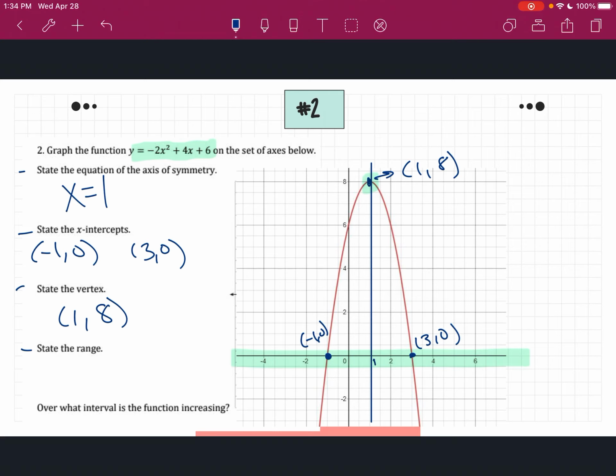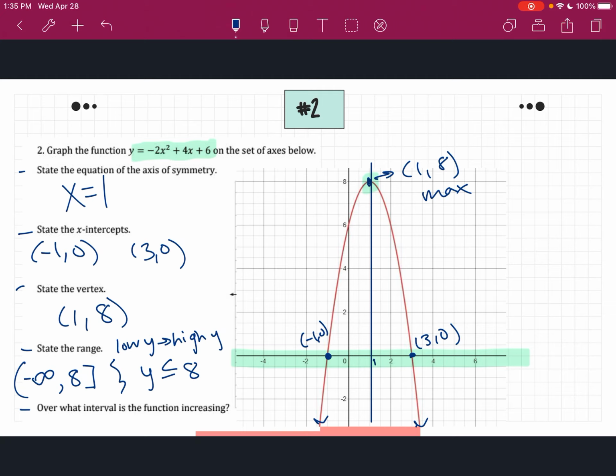Remember, range is your lowest y to your highest y. Since we have a maximum here, our highest y is going to be at that vertex. So the highest y is at 8. But you can see this graph extends below where we can see. It keeps going on forever in the negative y direction. So our lowest y will never actually reach, so that's at negative infinity. You could also write for your range that y would always be less than or equal to 8. It's never going to go above 8.